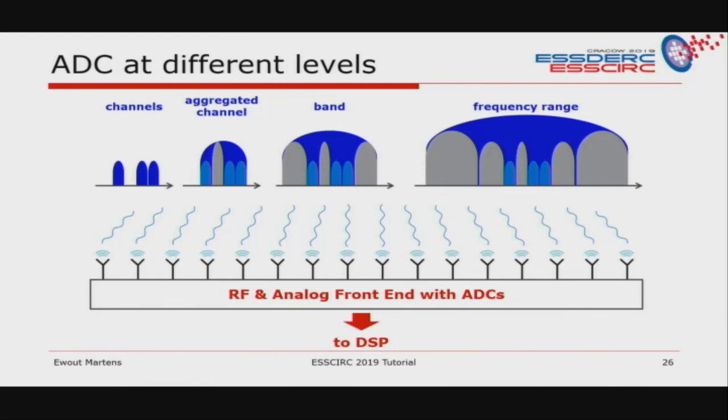It can be quite high. Or you can go higher to a complete band, or if you're really ambitious, you can go to a complete frequency range. And then they all come in a MIMO system with several antennas, and then are digitized by the ADCs, and they will end up in the DSP.